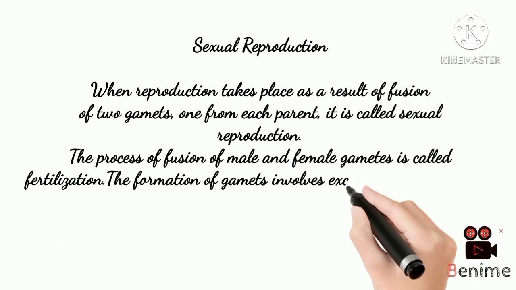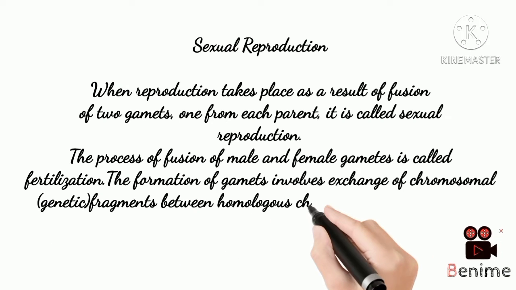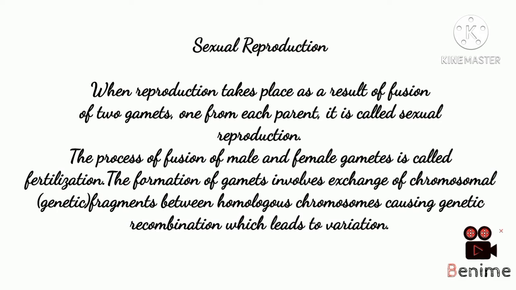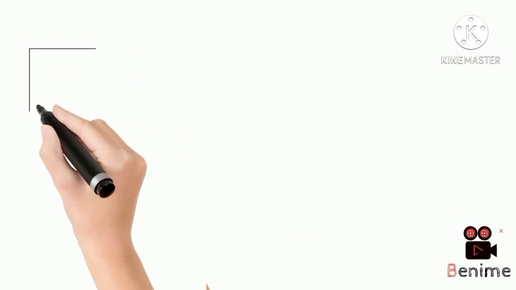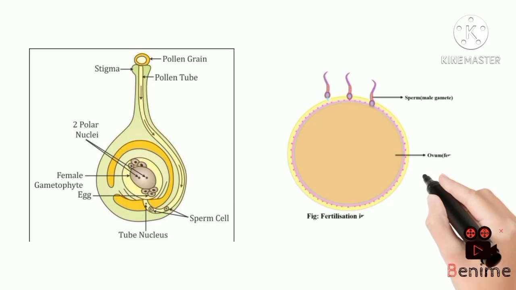The formation of gametes involves exchange of chromosomal genetic fragments between homologous chromosomes, causing genetic recombination, which leads to variation. Some examples of sexual reproduction in flowering plants as well as animals are shown below.